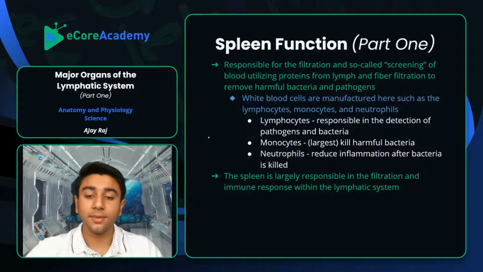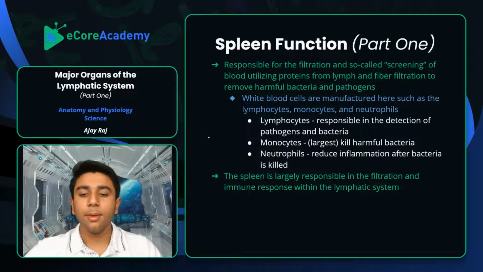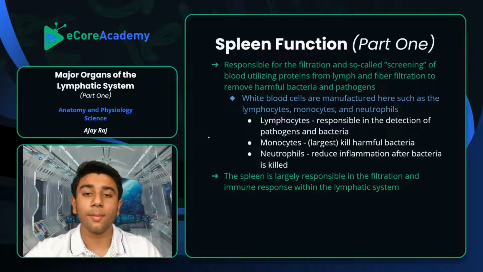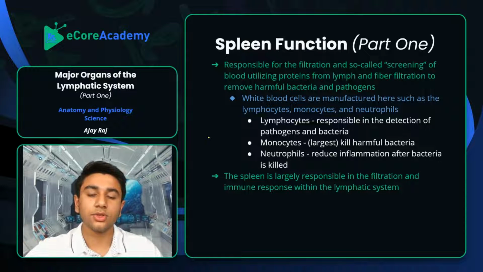So the first type is the lymphocytes, and I have mentioned the monocytes and lymphocytes, but neutrophils is something new, just for the spleen. But the lymphocytes are responsible in the detection of pathogens and bacteria. So there's a type of dendritic cells. Essentially, they'll detect for pathogens and bacteria. They'll attach onto them, and then the monocyte, they'll send out signals after attaching on, and then they'll leave the premises. And then the monocytes will actually attach onto these harmful pathogens and bacteria, and they'll kill them.